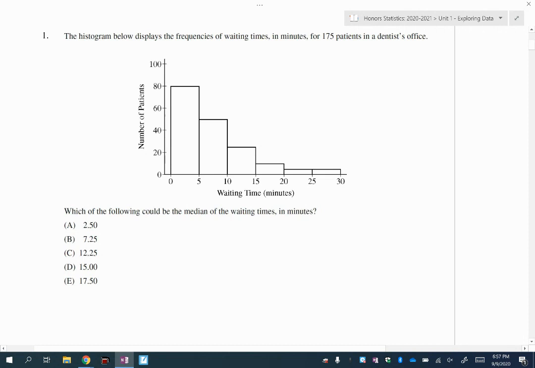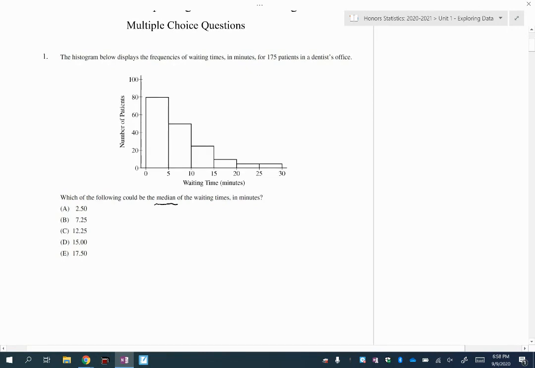The first question, we have a histogram for 175 patients in a dentist's office, and it wants to know which of the answers could be the median. Well, you should know at this point that the median is the middle number. So if we were to order all of these waiting times from least to greatest, we would find the number that's right in the middle. Now, unfortunately, we have a histogram. We don't actually have all of the data values, but I'm going to show you a cool little algebra trick that'll help you find where the median is going to be.